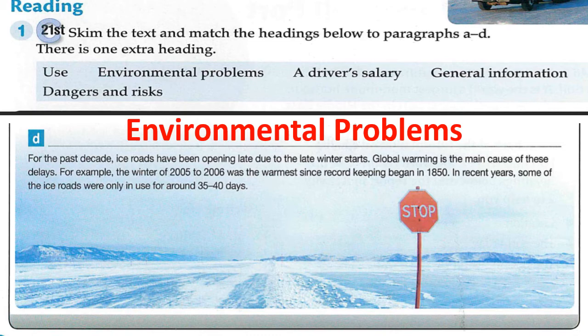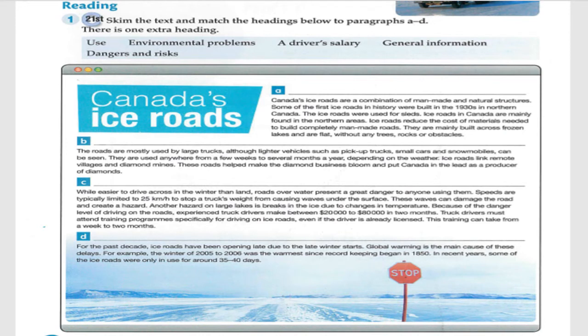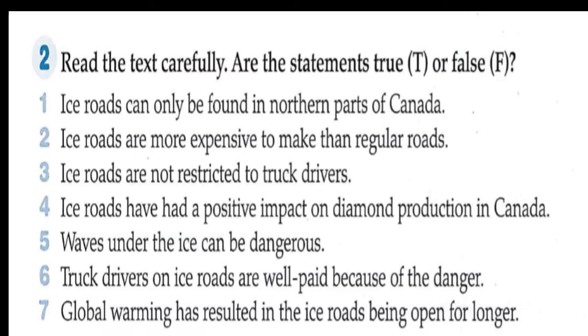Nice, guys. So you are going to have a look again at the 4 paragraphs A, B, C, D. And this time we are going to do exercise number 2, true or false about ice roads in Canada. Number 1, ice roads can only be found in the northern parts of Canada. What do you think, girls?